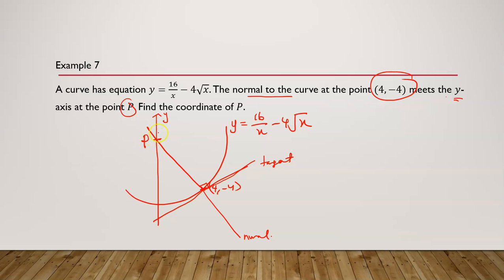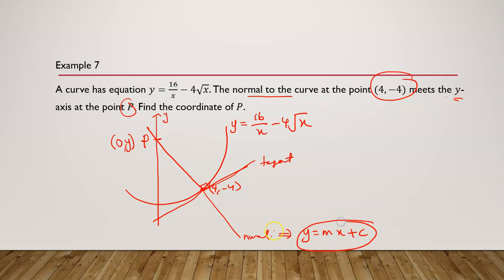Since P is on y-axis, we know that your x is 0 and your y you don't know. Okay, so macam beginilah dia punya case dia ni. So how to find P? You have to get it from the normal equation. Normal equation is a straight line, y equals to mx plus c.